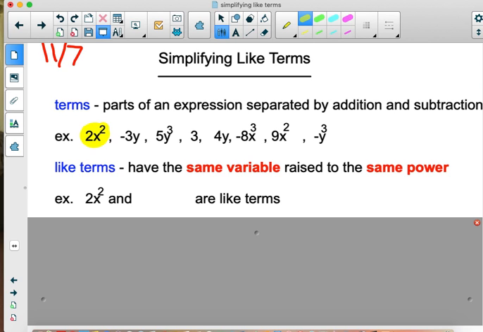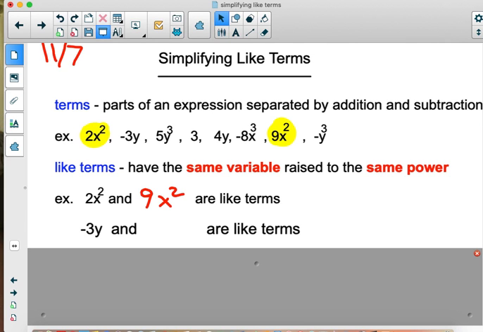What about this one? Negative 8x to the third. They're both x's, why not? Because they have different powers. This one is to the third, this one's to the second. So which one is the answer then? Ben? It would be 9x to the second power. Yes, 9x to the second power.